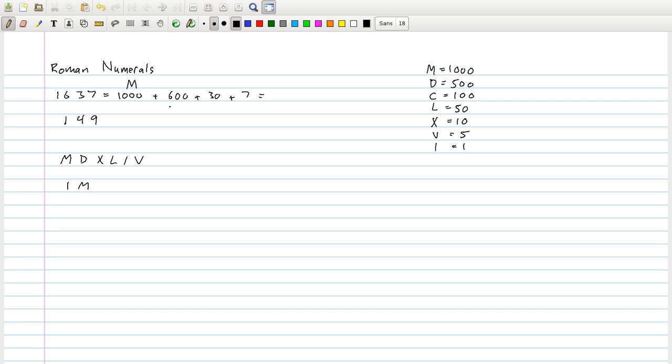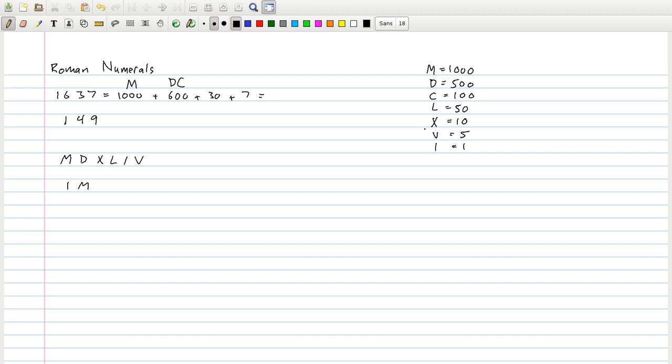600 we don't have a symbol for, but we could add 500 plus 100 together to give us the 600. It's important that when you want to add the symbols together, you write the larger symbol first. So D must come before C if you're adding these together. So this is DC.